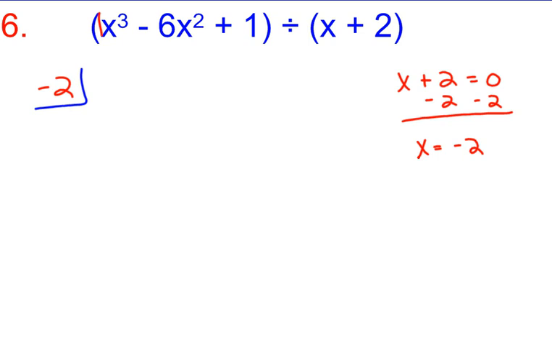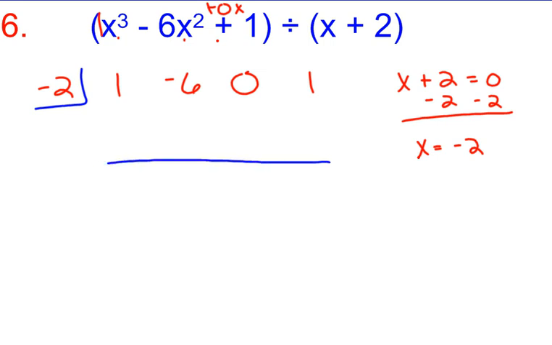Now this one is the first one that doesn't go in place value order. Notice I have an x cubed, an x squared, and where's the x? There isn't one. So if I was to write one in, I would have to write in 0x. Adding 0x isn't changing the problem, but it's giving me that place value. So as I list these numbers, I'm going to say 1, negative 6, and then because there's no x, I have to put a 0 in there. I have to represent that place value. And then I put in a 1.